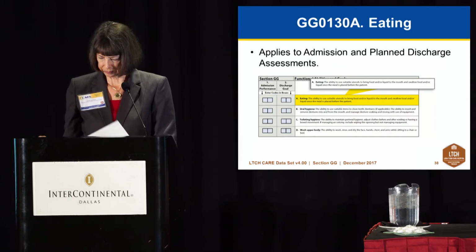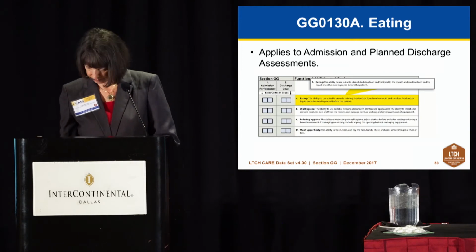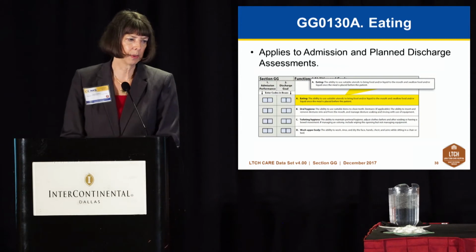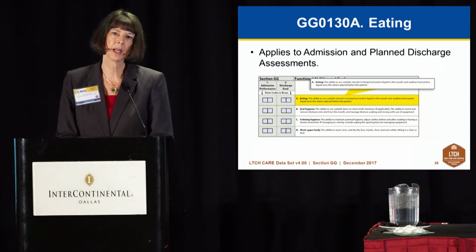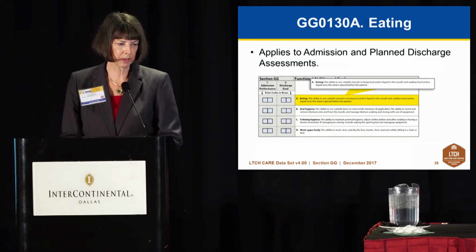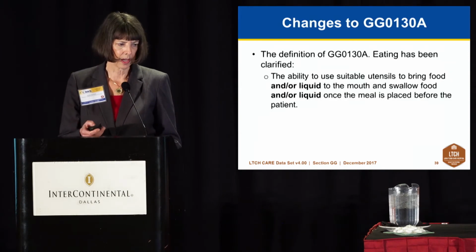So let's take a look at the first item, which is GG0130A, eating. And again, this applies to both the admission and the planned discharge. So this is what it looks like. It's the first item that's going to be in your item set.